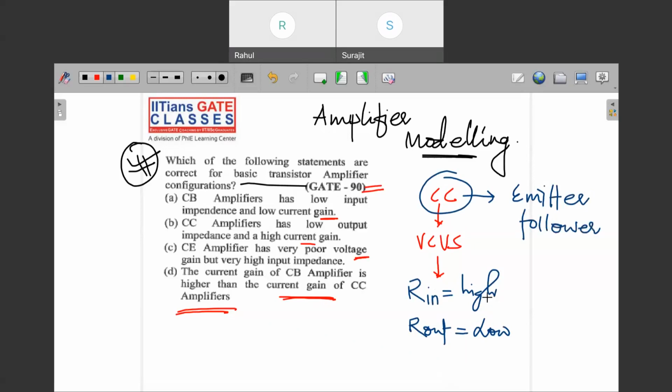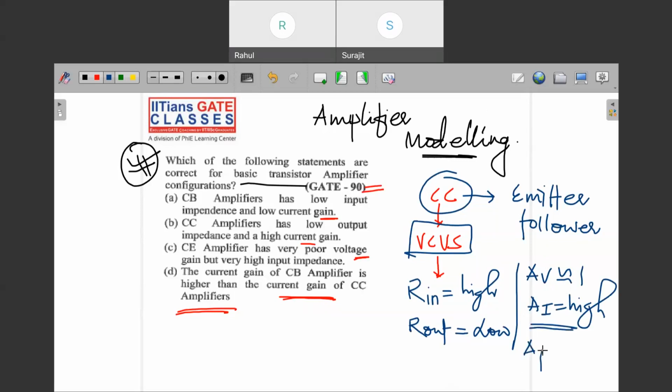So Rin must be high, Rout must be low, and if it is a voltage amplifier, it can also be a voltage buffer circuit. The voltage buffer has voltage gain very close to unity, but the current gain will be high. In case of common collector, the voltage gain will be very close to unity, but the current gain will be high. Then the overall power gain matters, which will be equal to Ai. Everything I have discussed, right?